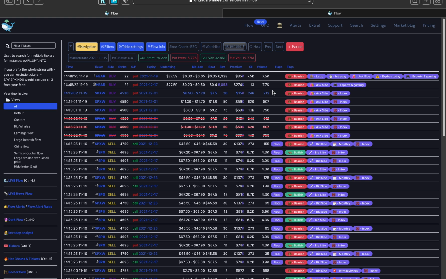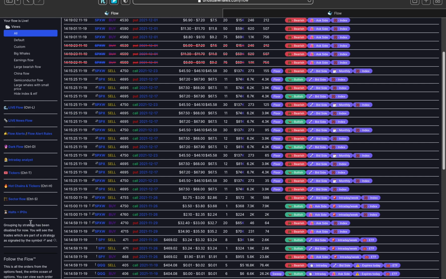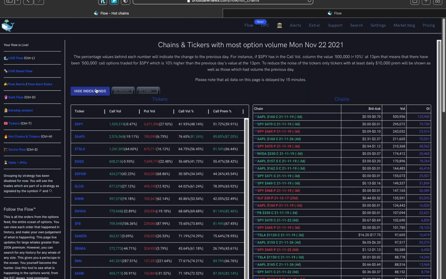So one of the things that you can use specifically from the flow page, if you click on the flow, right, when you start, it normally starts this way. Click on this navigation bar. Down here, there's a couple sections that I like to use frequently, right? I haven't really talked about them because I figured most people knew about them, but I guess I'm wrong on that. So why not talk about it, right? Specifically under hot chains and tickers, you can always go in here and it's going to show you the most popular options chains, number one, for the most popular option chain, and then the hottest tickers, right?